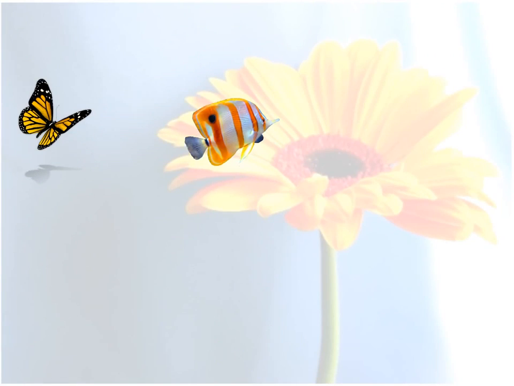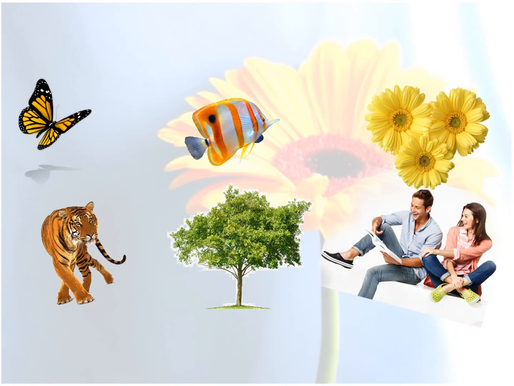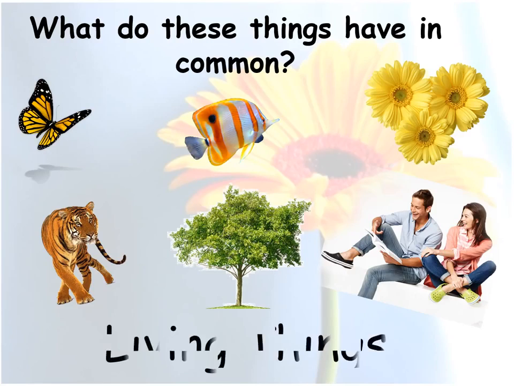What do butterflies, fish, trees, humans, tigers, and flowers all have in common? It's not the way they look, as they all come in different shapes and sizes. It's not the way they move, as a butterfly flies and a fish swims. And it's not the spaces or environments that they live in, as tigers and humans don't live in the same space. All of these objects are living things.